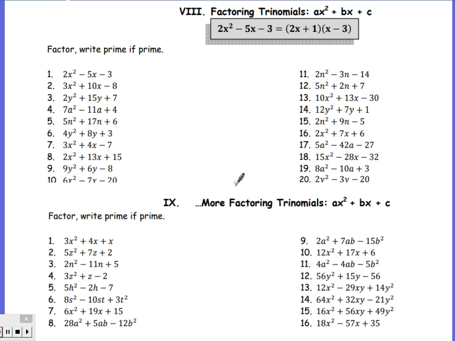All right, but there are lots of different methods. There's the AC method, which is taught. AC method. There is something called the lazy AC method.